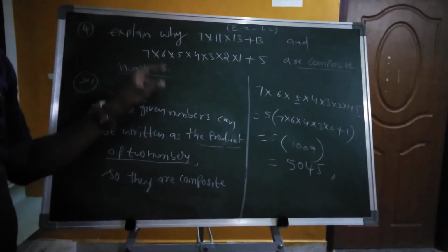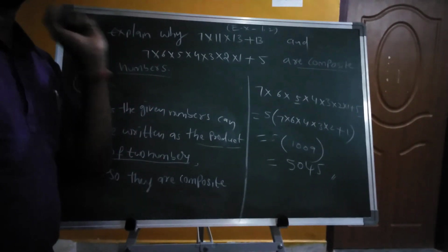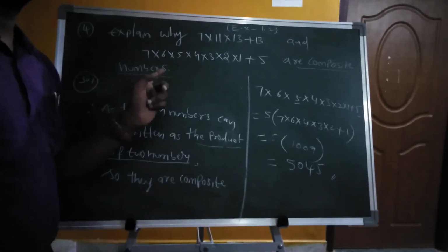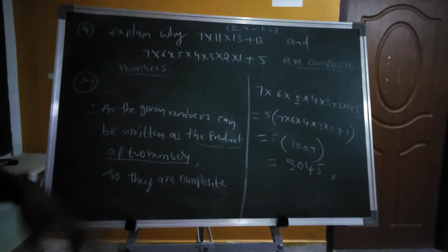Remember that composite numbers are those numbers which have more than 2 factors. That number is called a composite number. Copy it and write down the fifth problem.